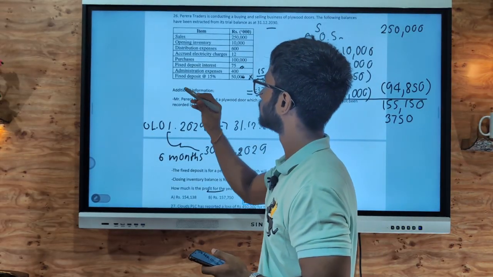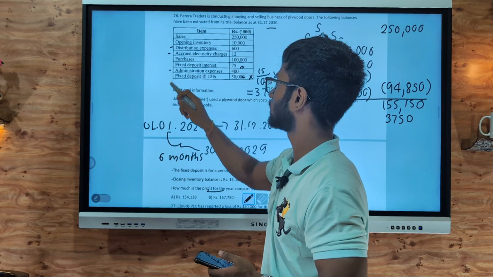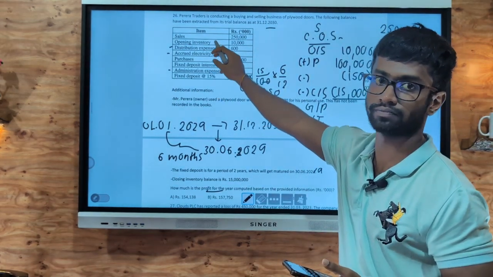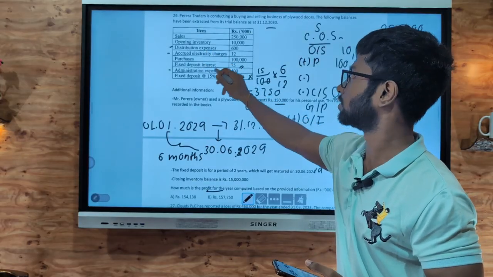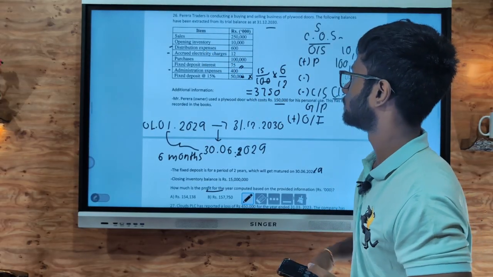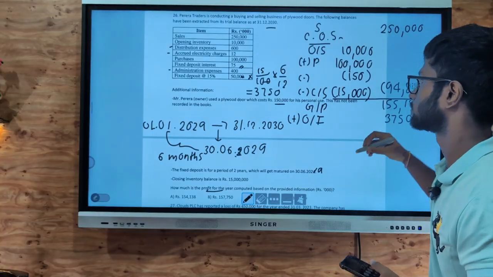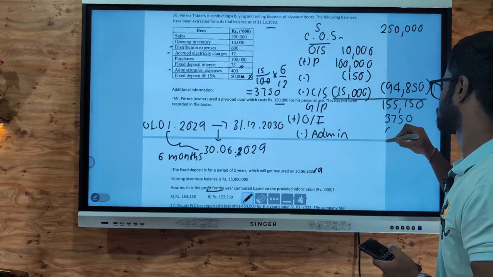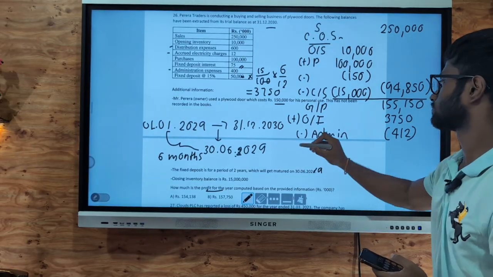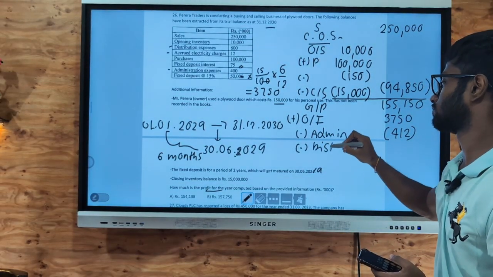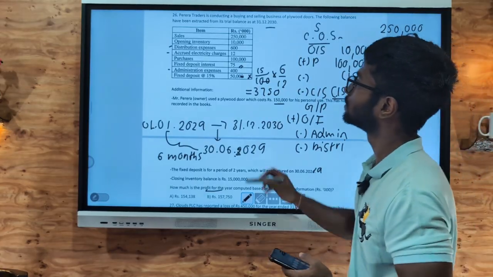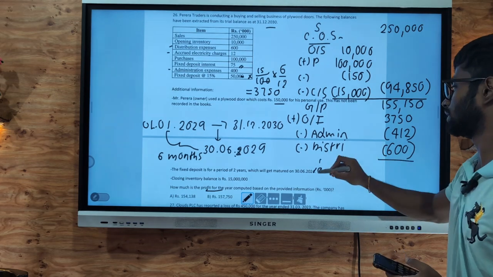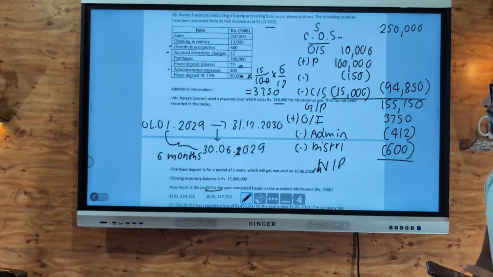Then we have to record the distribution, accrued electricity and admin. Admin, you have to adjust the electricity as well. It's accrued, no? Then altogether we have 412 admin, and distribution we have 600. When we deduct this, we can get the net profit for the year.